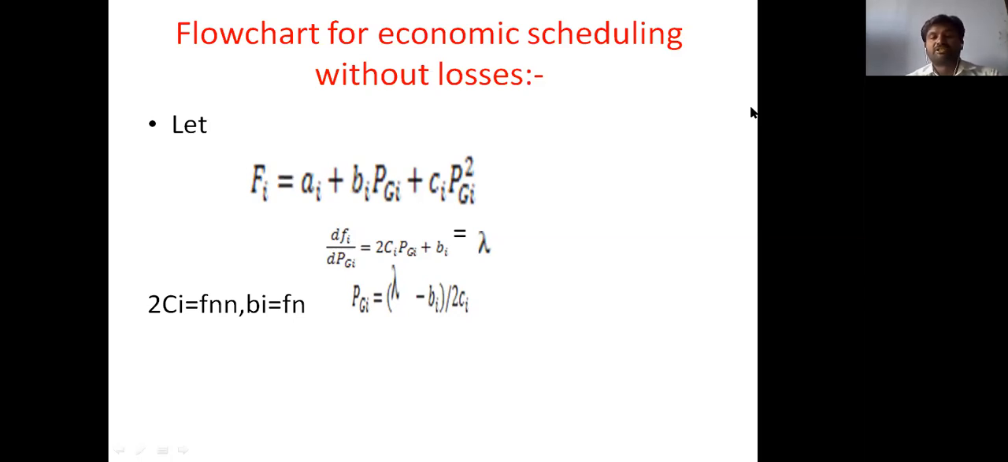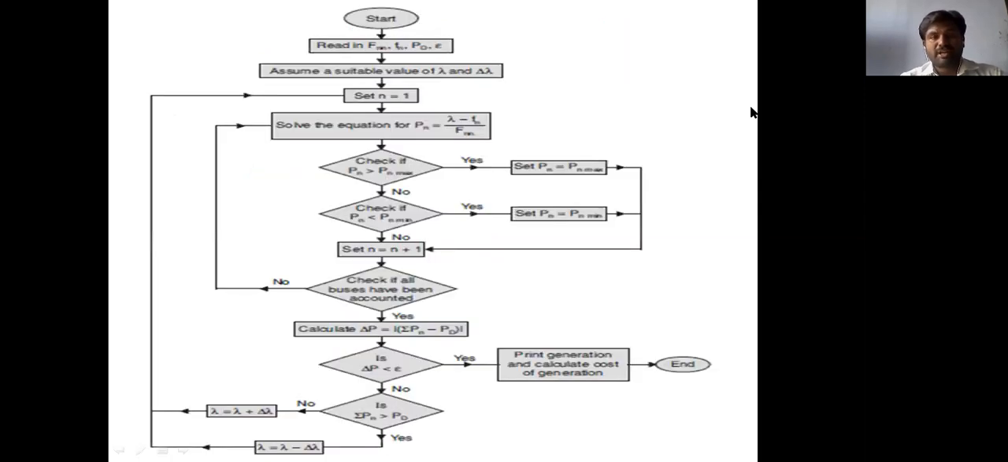Finally, the power generation equation is Pgi equals lambda minus bi divided by 2ci. Here 2ci is fnn, the slope of the incremental production cost curve, and bi is the intercept of the incremental production cost curve. Now we draw the flow chart for economic dispatch without losses.